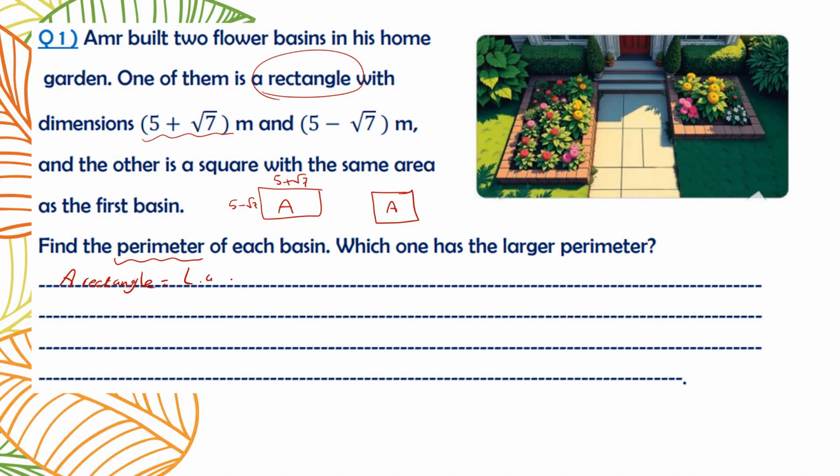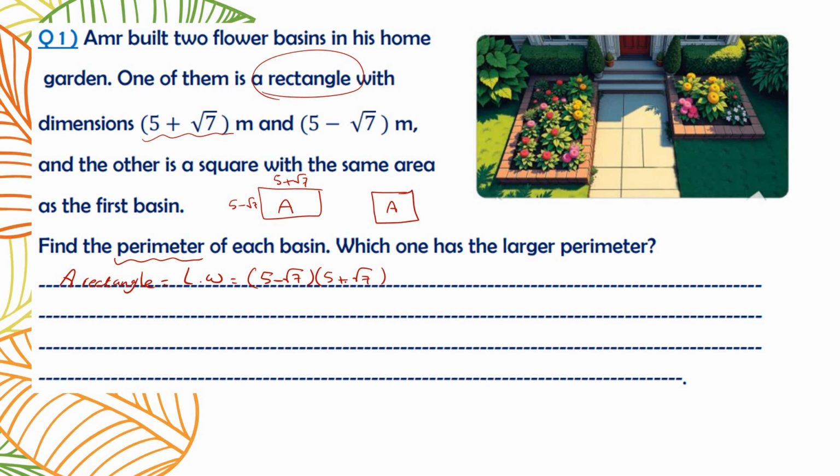Equal length times width, which equals to 5 minus square root of 7 times 5 plus square root of 7. So both brackets have the same numbers, 5 and 5, square root of 7 and square root of 7. But the difference here is between what? Between the signs. I have here negative sign and I have here what? Positive sign. Or I have here minus and I have here plus.